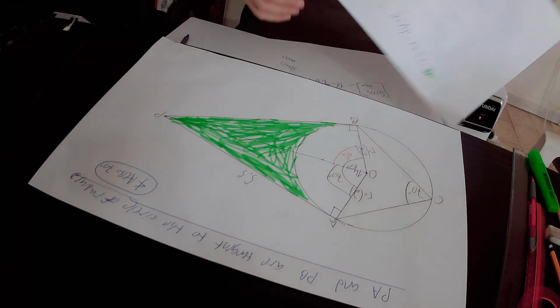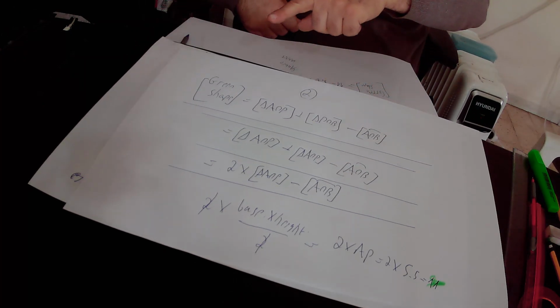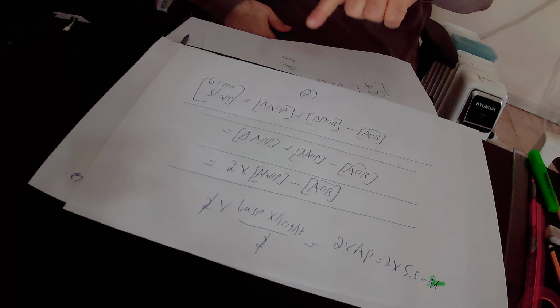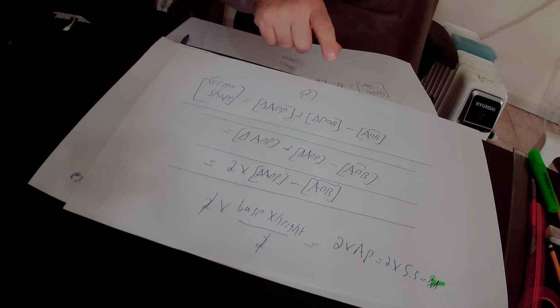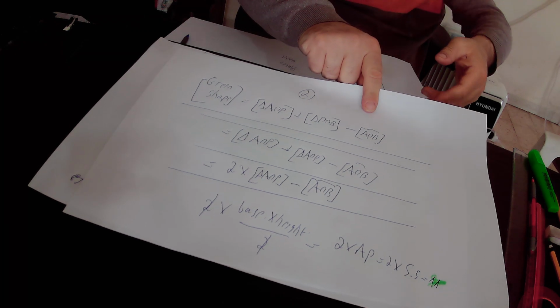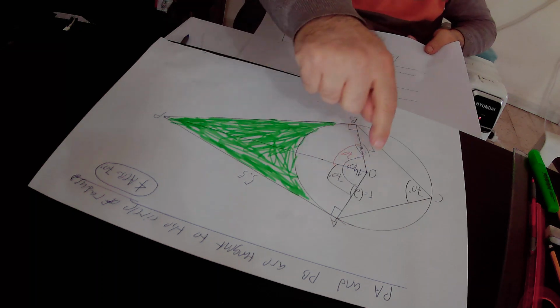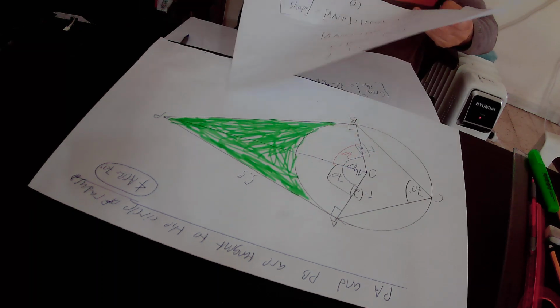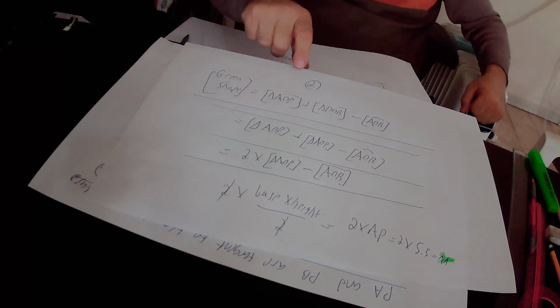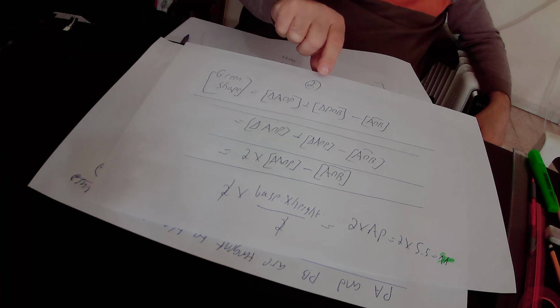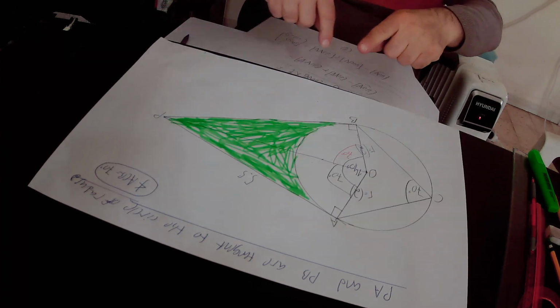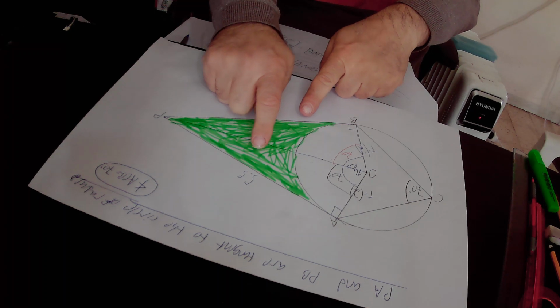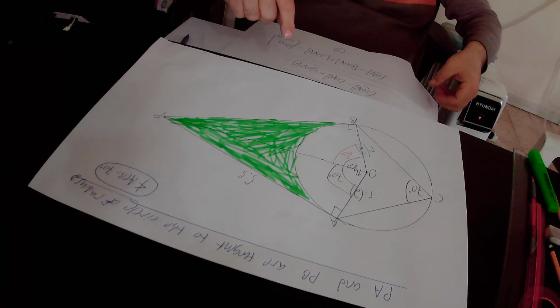From the drawing it is very easy to see that the area of the green shape equals the area of the right triangle AOP plus the area of the right triangle POB minus the area of sector AOB. But because those two right triangles can go into each other, they also have the same areas.